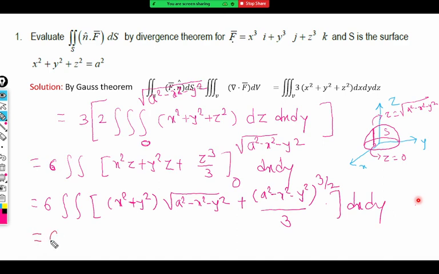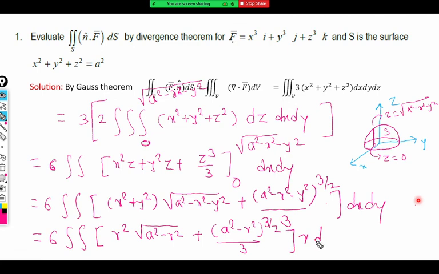So if we move this to the polar form, this is 6 times a double integration. What about x square plus y square? It is r square. So r square into root of a square minus r square, plus a square minus r square to the power 3 by 2 upon 3, r dr d theta.